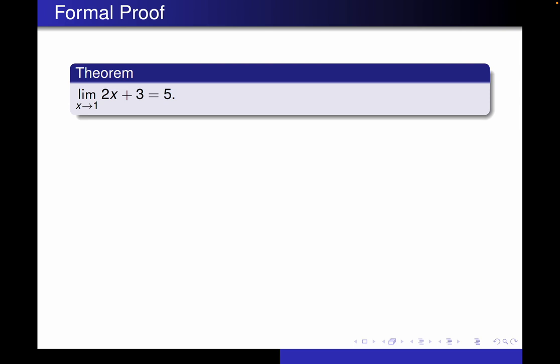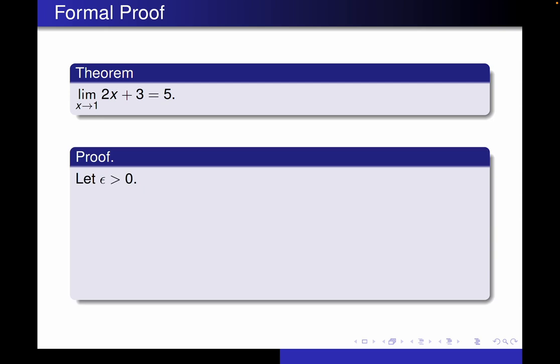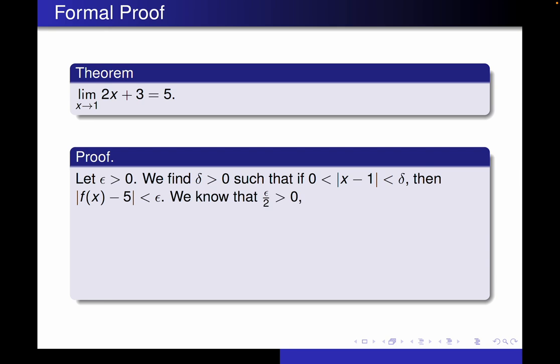Our theorem is that the limit as x approaches 1 of 2x plus 3 is equal to 5. And here's our proof. We start off, as always, by letting epsilon be a number greater than 0. And our goal is to find a delta greater than 0, such that if absolute value of x minus 1 is greater than 0 but less than delta, then absolute value of f of x minus 5 is going to be less than epsilon. And from our scratch work in the previous slide, we know that epsilon over 2 is going to be greater than 0. Epsilon is, so dividing it by 2 is still greater than 0. And we're going to let our delta be epsilon over 2.